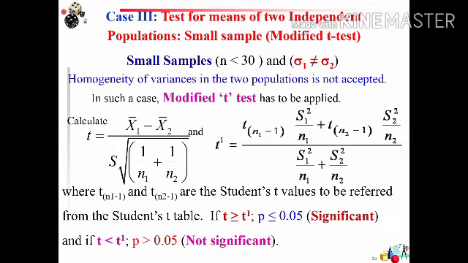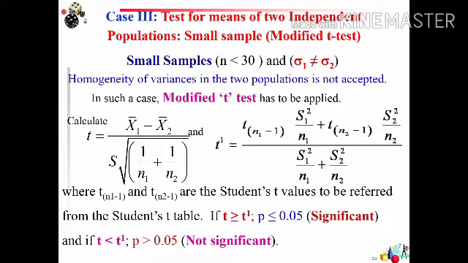Next is case 3. That is test for means of two independent populations when the sample size is less than 30 and the homogeneity of variance in the two populations are not equal. So we are applying the modified t-test.